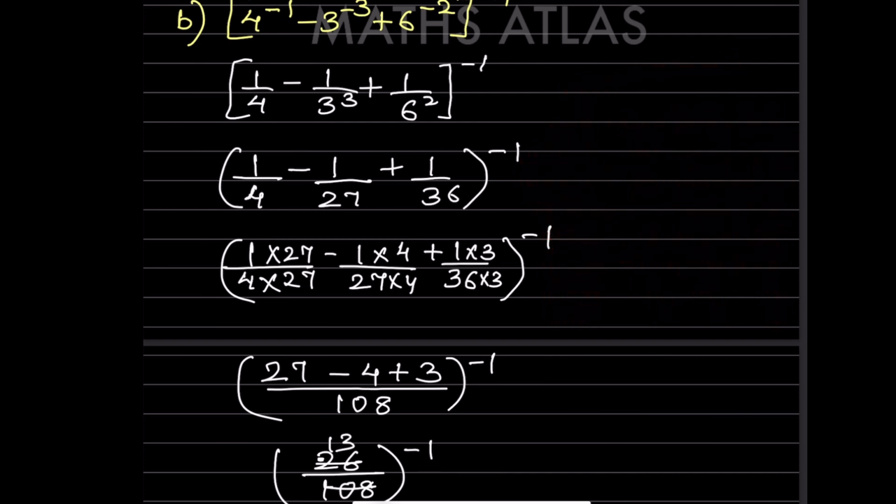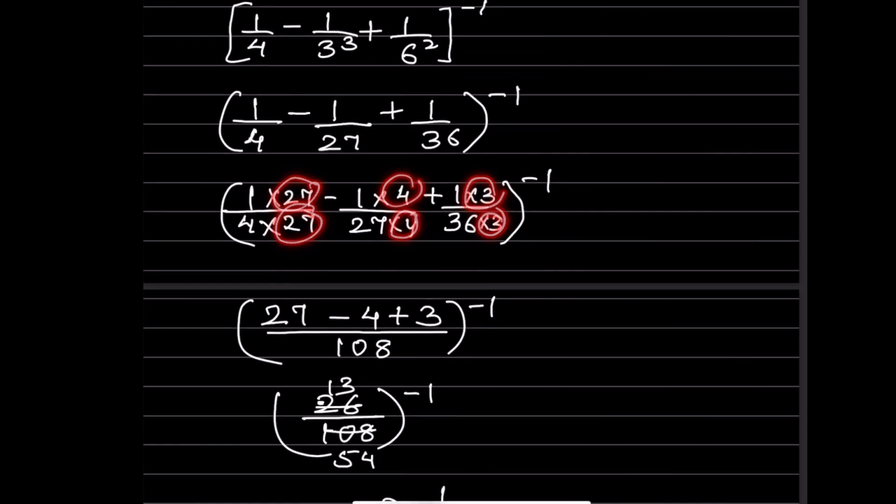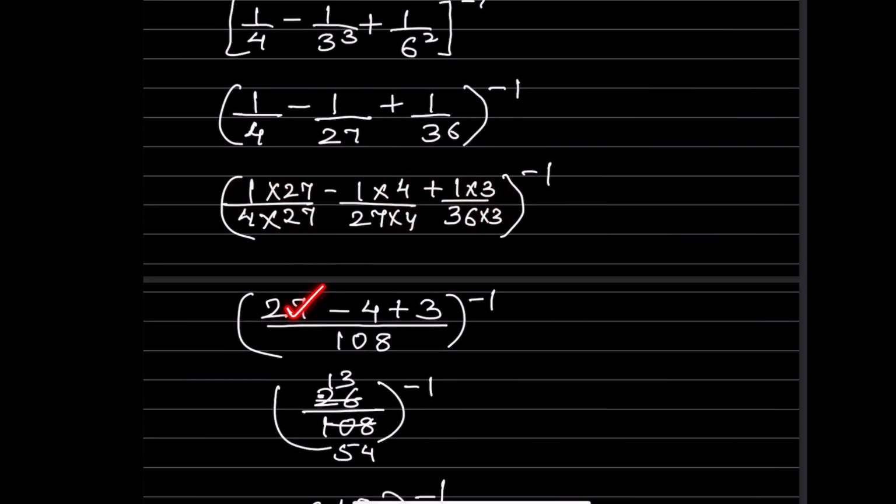108 is the LCM. So this you have to multiply by 4. You have to multiply by 27 to make it 108. 27 into 4 will be 108. 36 into 3 is going to be 108. So same. So here it will be 27 minus 4 plus 3 divided by 108 raised to this one.